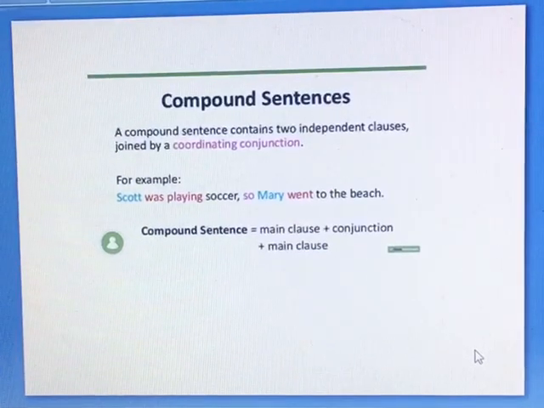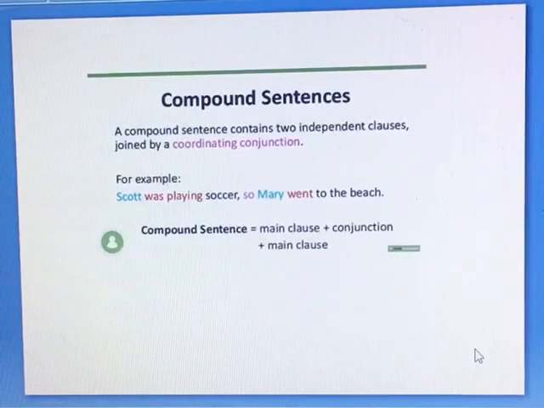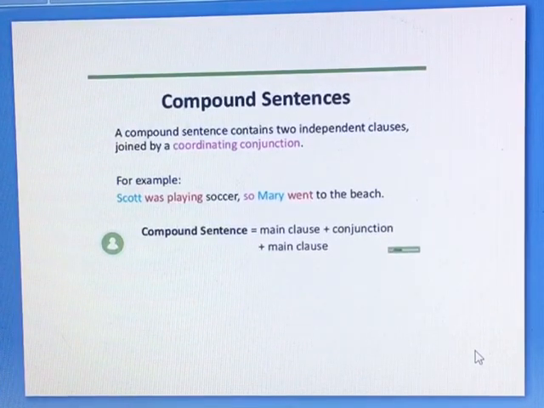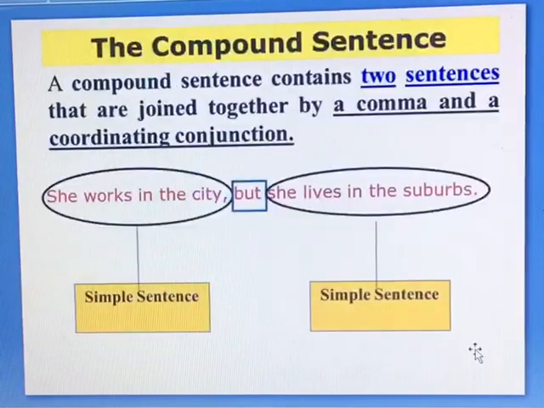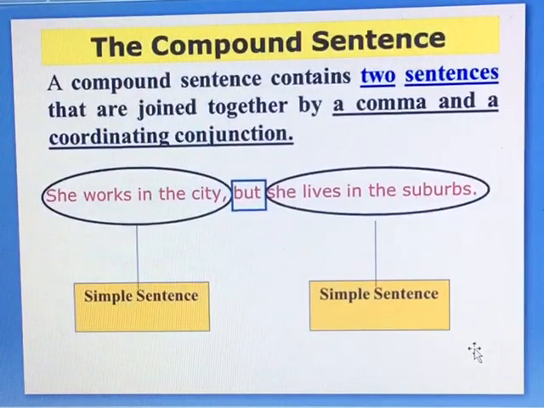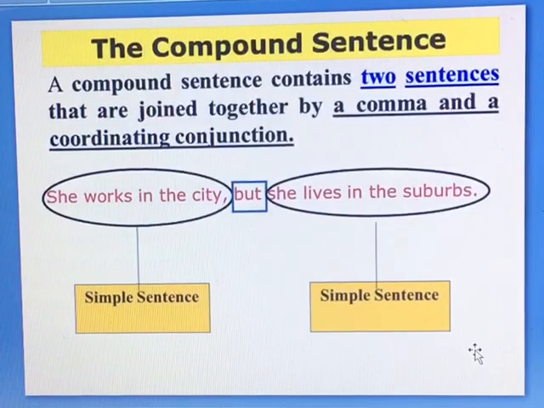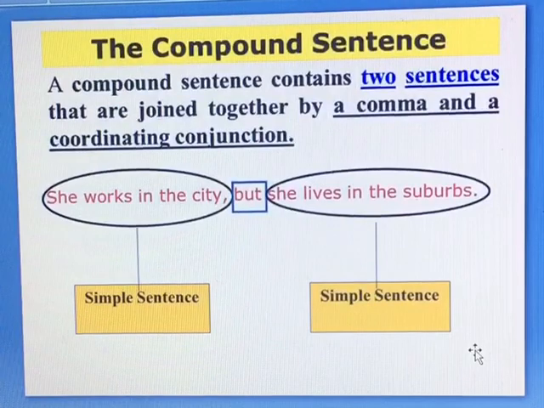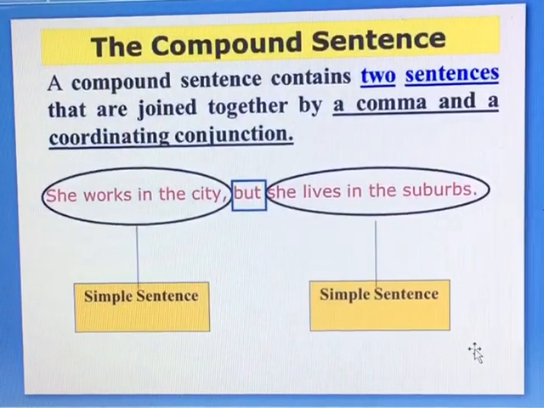So, a compound sentence contains two independent clauses joined by a coordinating conjunction. For example, Scott was playing soccer, so Mary went to the beach. Compound sentence: main clause plus conjunction plus main clause. So, a compound sentence contains two sentences that are joined together by a comma and a coordinating conjunction.